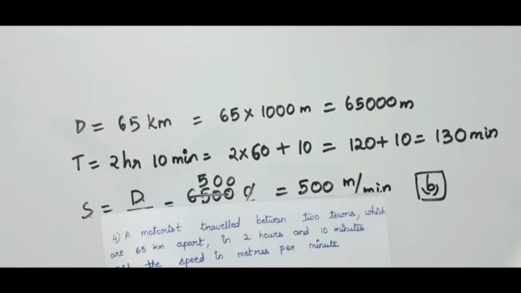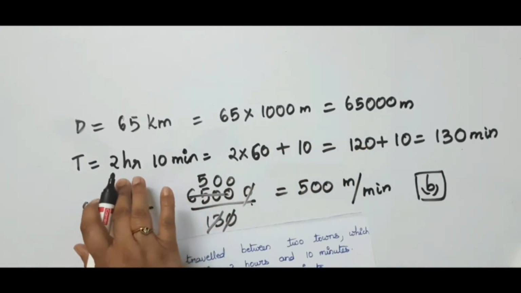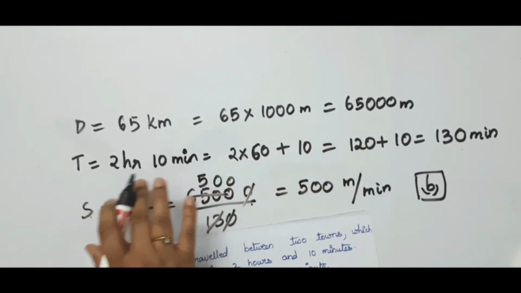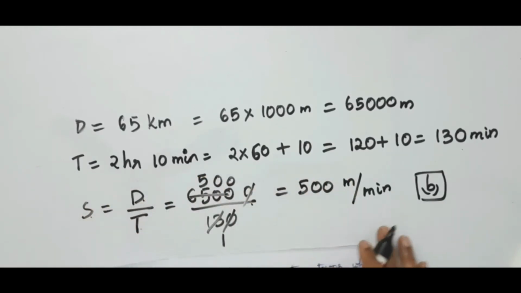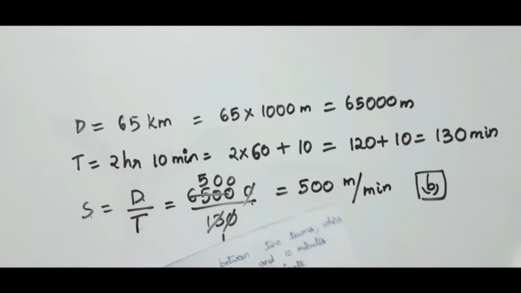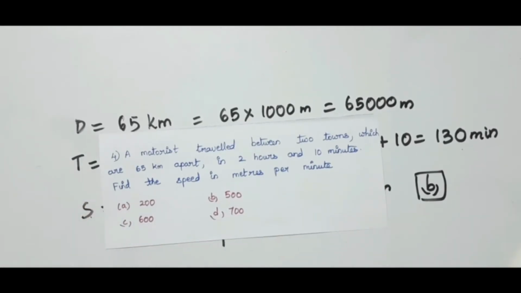Here they have given the distance in kilometers, and I converted it to meters. They gave the time in hours and minutes, and I have converted both times into minutes. Then I calculated the speed, which is equal to distance by time. In this way you have to solve this type of problems. Now let us go to the next problem.